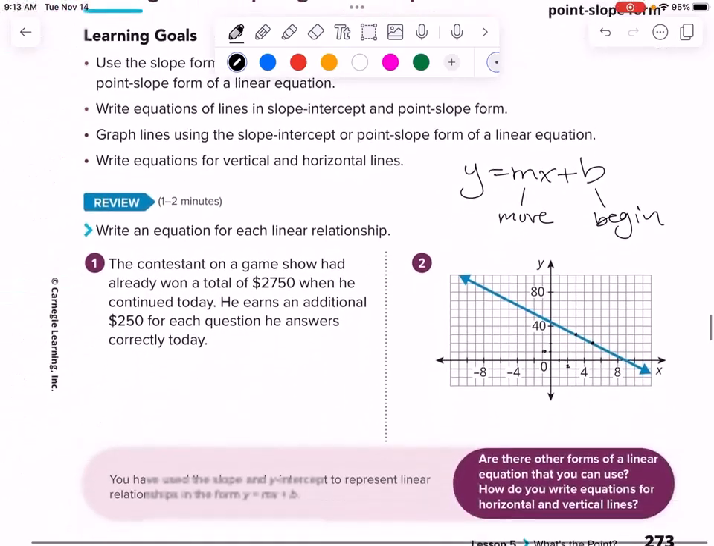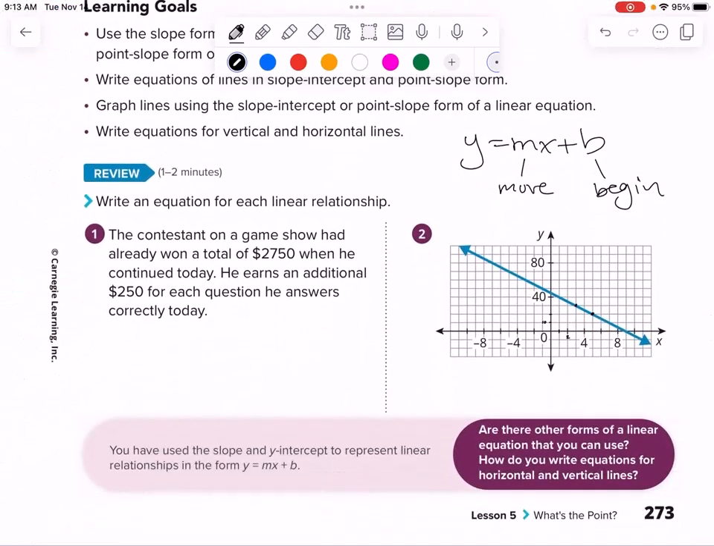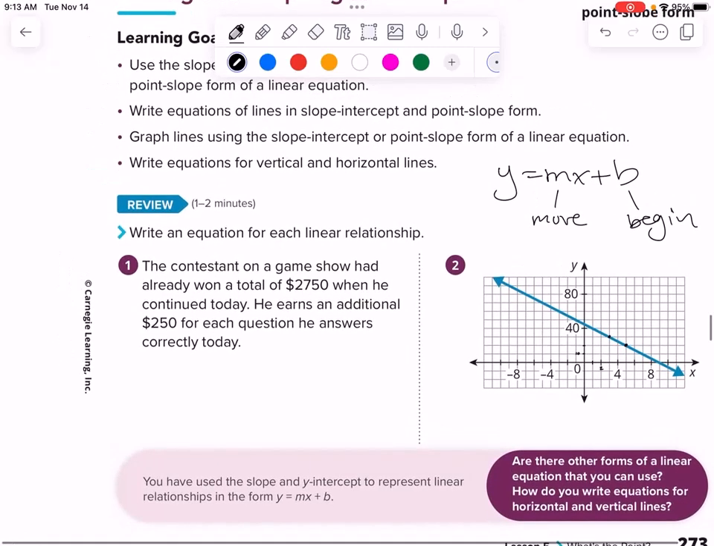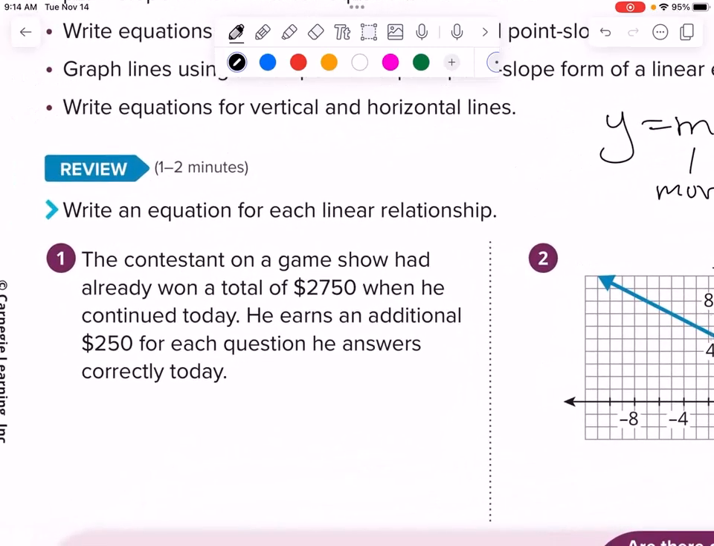Okay. So we're going to write an equation for number one and number two, one with a written context and two with an equation. For number one, I'm going to write that equation, y equal to mx plus b. And we're just going to highlight some things that are important here. So it says a contestant on the game show had already won a total of $2,750 when he continued today. He earned an additional $250 for each question he answers correctly.